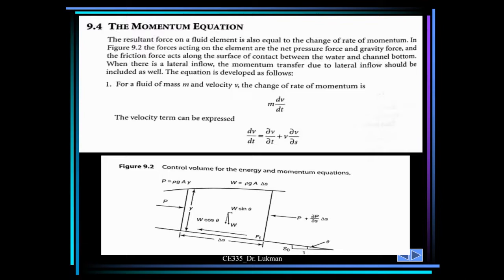It's pretty similar to how we generated the energy equation. We have the pressure force acting on this face and that face, and we have the weight, whose component in the direction of flow is W sin theta, where W is given by rho g A delta s. Now, for a fluid of mass m and velocity v, the rate of change of momentum is m dv/dt. The term dv/dt can be expressed as del v/del t plus v del v/del s.